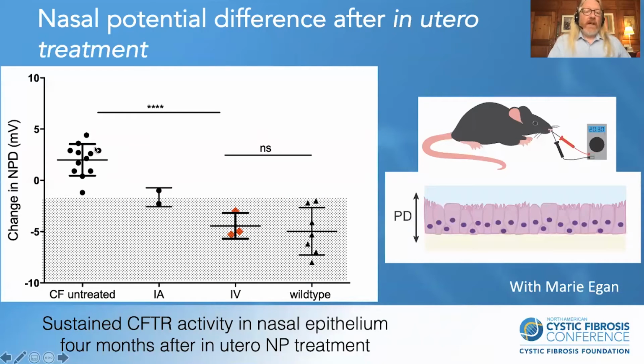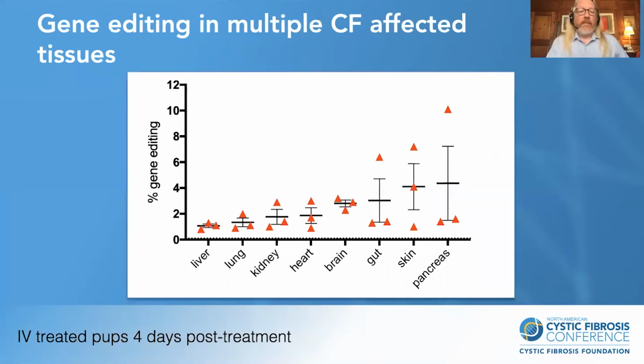I'll just show you one result from that now, and this is the PhD thesis work of Adele Ricciardi. So untreated delta 508 mice have an abnormal nasal potential difference. If they're treated intraamniotically, there's an improvement, but it's not dramatic. More dramatic with intravenous treatment, down into the normal range and comparable to wild type mice. And this was measured 4 months after the animals were born.